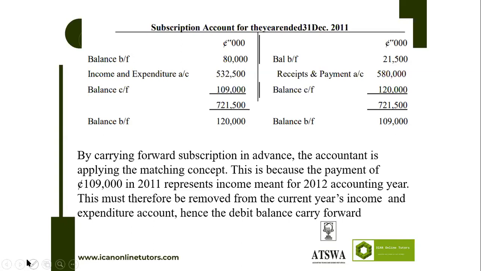Okay, we have the balance brought forward. We have the income and expenditure account balance carried forward. Now, all of these will be explained when we solve the illustration question.